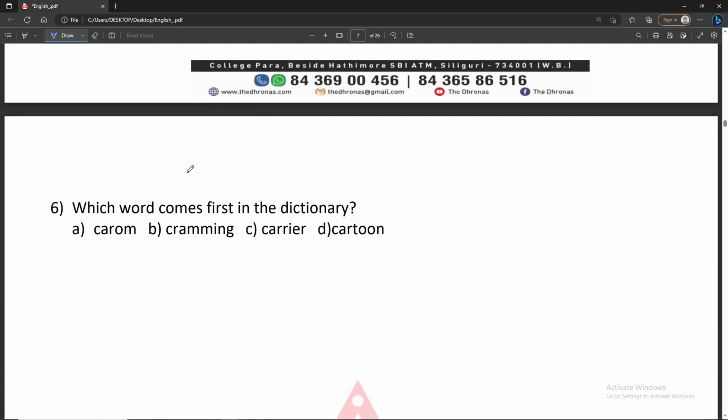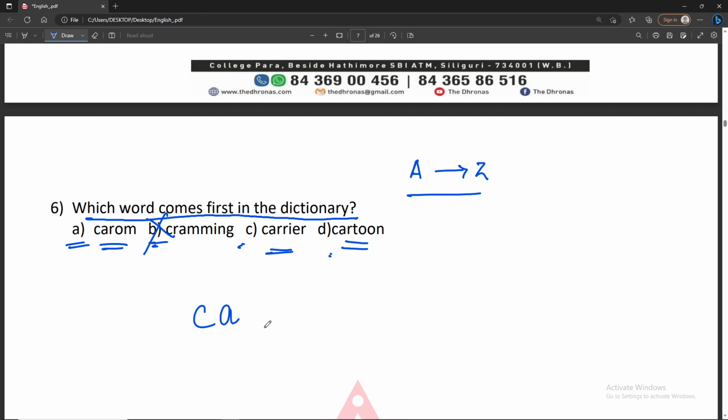The next question is, which word comes first in the dictionary? You know what a dictionary is, starting from A till Z. So which of the words comes first? You can see all the words start with C. Then the second word is A, R, A, A. After C there is A. That means either this one or this one will be the option. So this one is not an option, so B is cancelled out. So the second letter will be A.